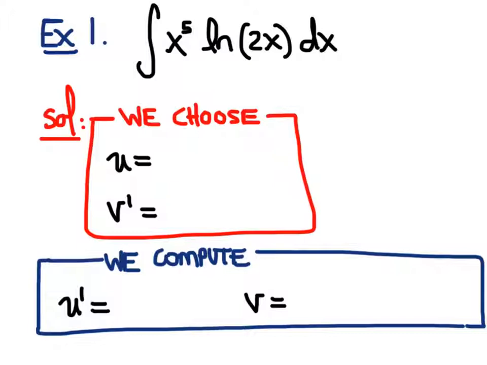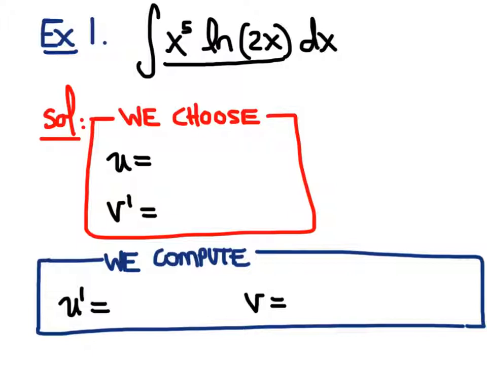In this method you have two things to do. You first have to choose what you want u and v prime to be from your original integrand. So here's our original integrand, and we're going to choose u and v prime. You have to learn from experience how to choose these things, but a good guideline is to set v prime equal to the most complicated part of the integrand for which we know the integral.